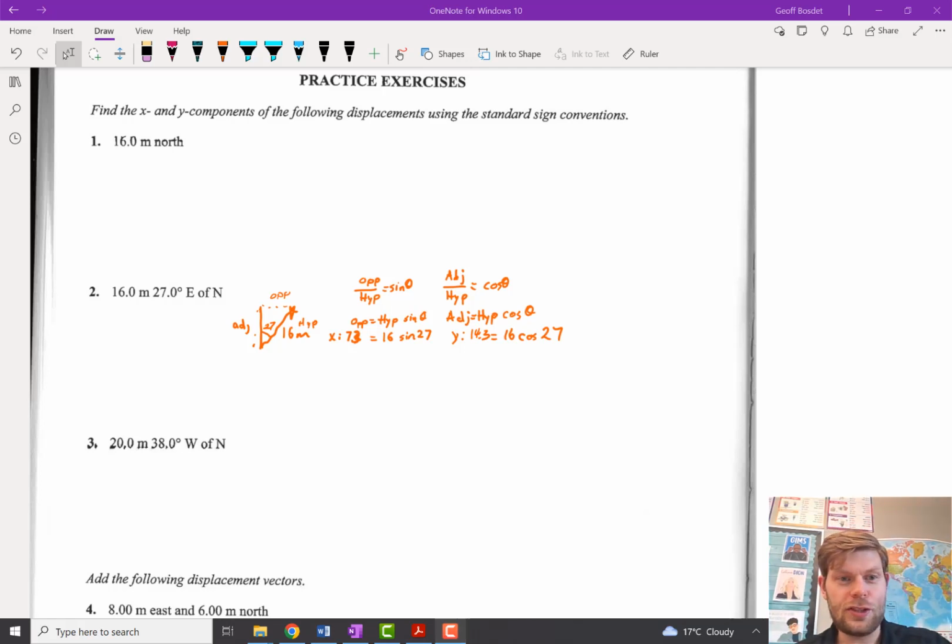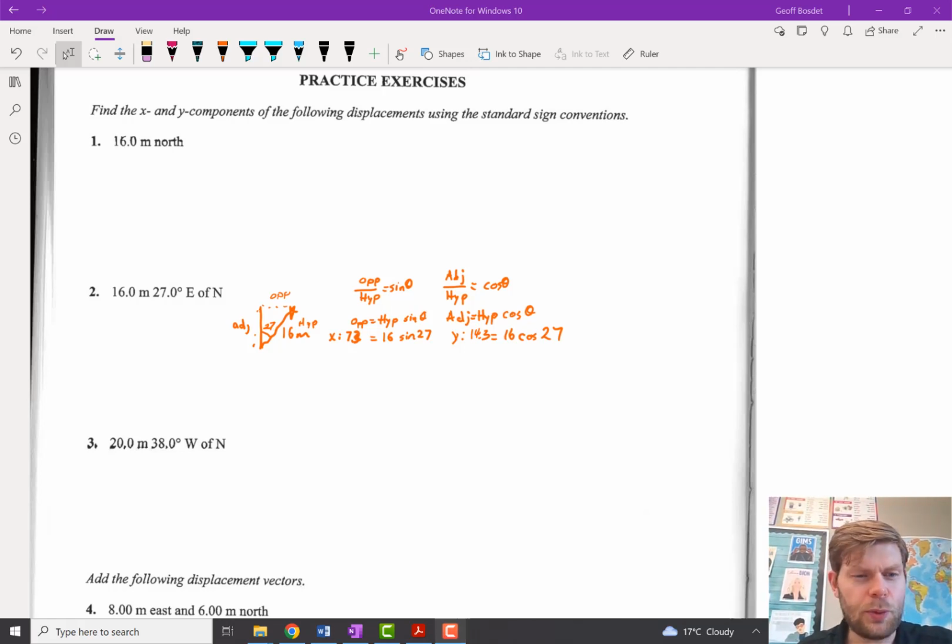Hello. Today I'd like to teach you how to break a vector at an angle into vertical and horizontal components. You've probably already done this in math, so it's just kind of adjusting the idea. So it applies to physics as well.